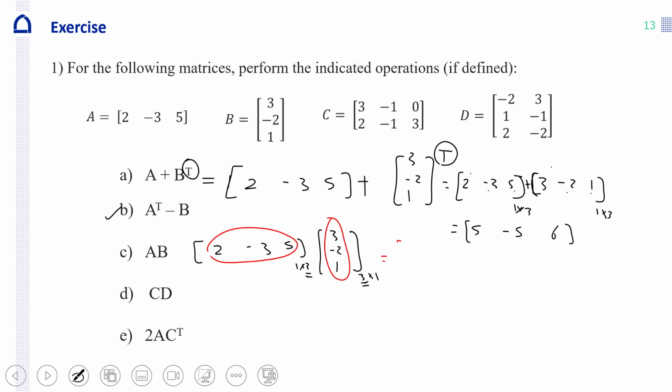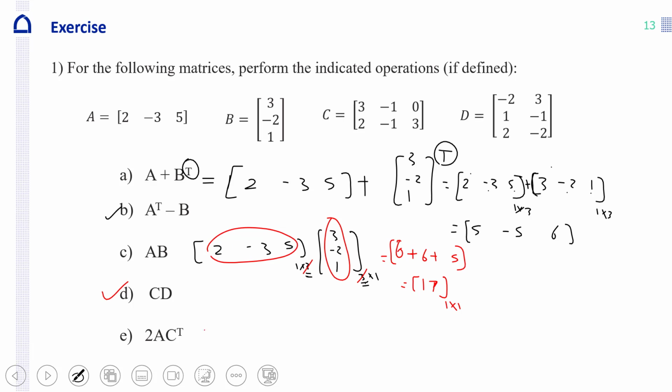2 by 3, so you have 6. The second one by the second, you have plus 6 again, because minus 3 times minus 2 is 6. 5 times 1 is 5. So this one is 17. This is 1 by 1 matrix, because as I said, when you're multiplying, imagine you cancel out this one by this one. I will leave C, D for you.